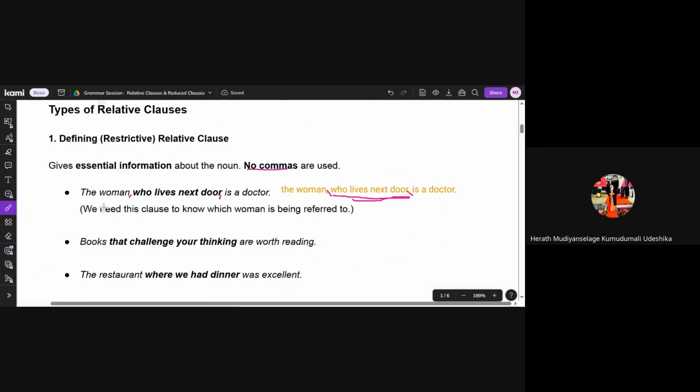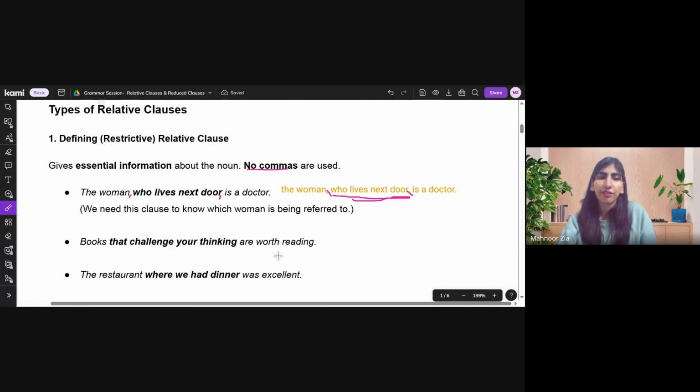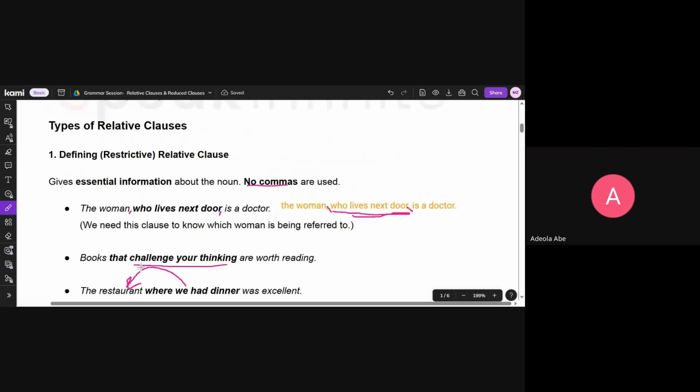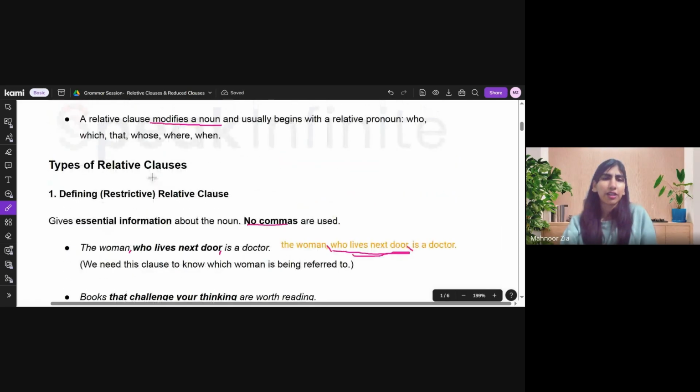Okay. Books that challenge your thinking are worth reading. Now, in this case, what books are we talking about? Books that challenge your thinking. The restaurant where we had dinner was excellent. So, what restaurant is excellent? The restaurant where we had dinner was excellent. So, these are your restrictive relative clauses.